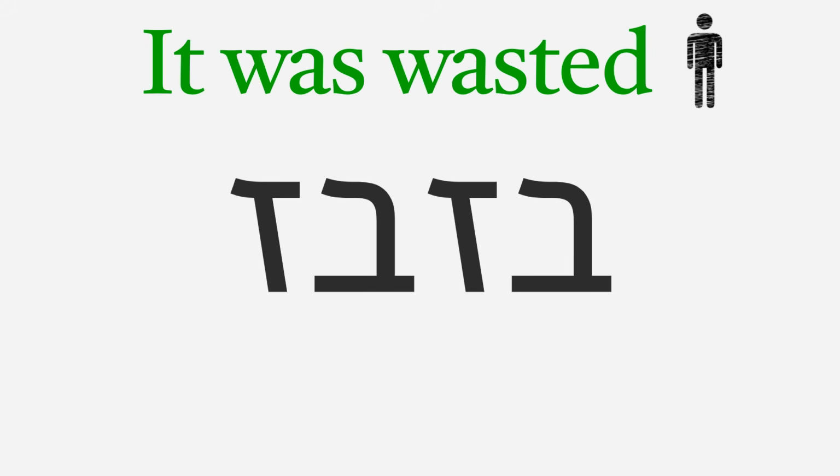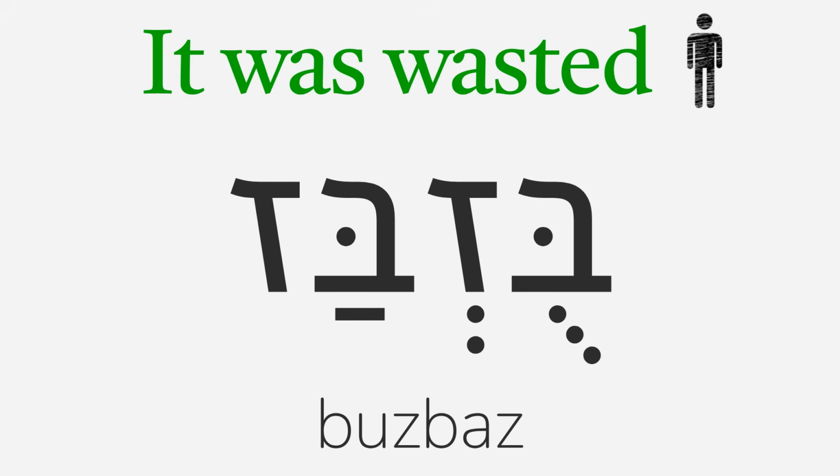So the first root letter beit will have the u vowel of the Pual, and the third root letter beit will have its patach, and also a ragesh. The second root letter zain will just have a shva. That makes buzbaz, it was wasted, in masculine form.